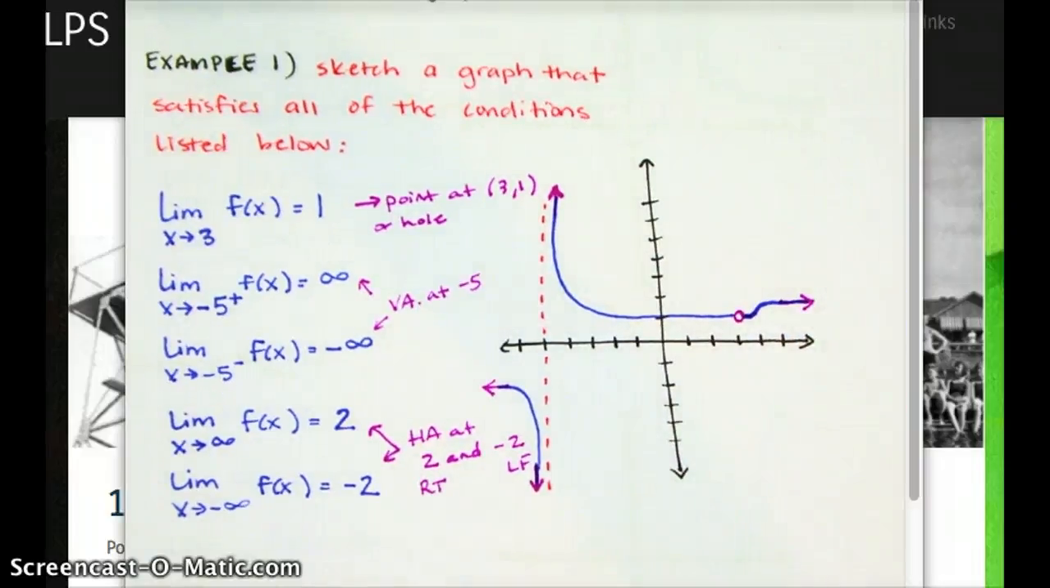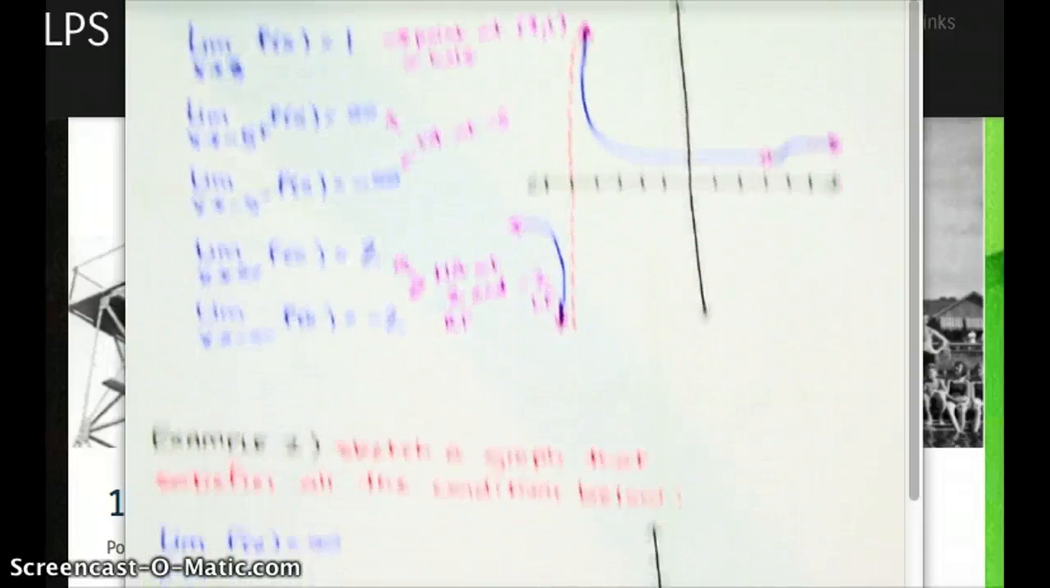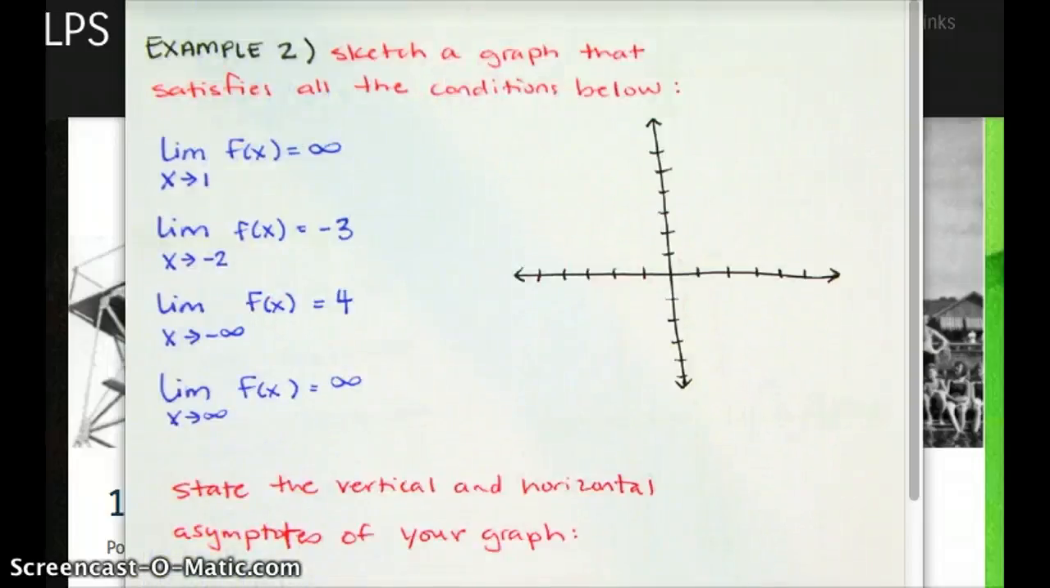Let's try one together. This example has four conditions. Pause the video to write these down and sketch your graph and see if you can identify what each of the four limits is telling you about the graph.